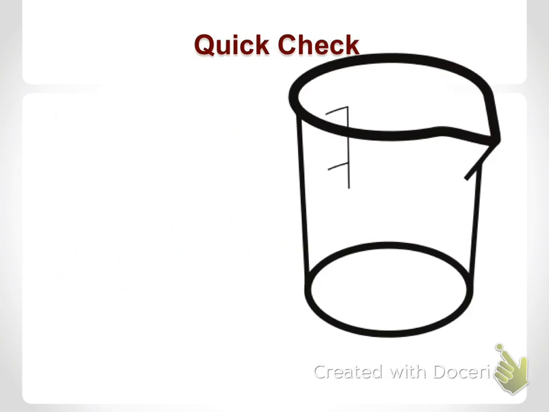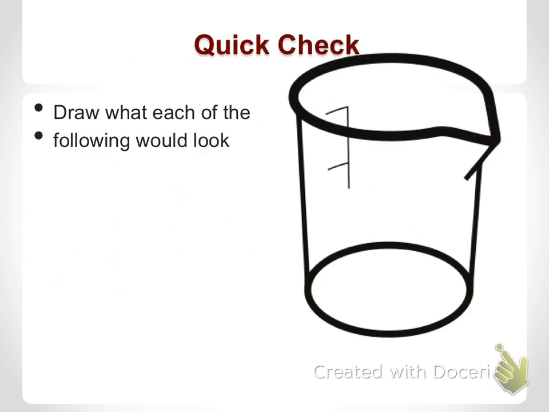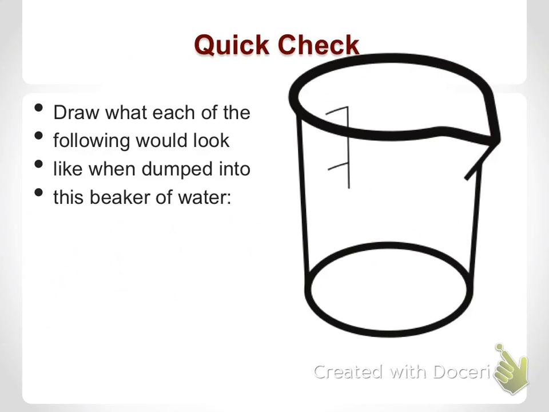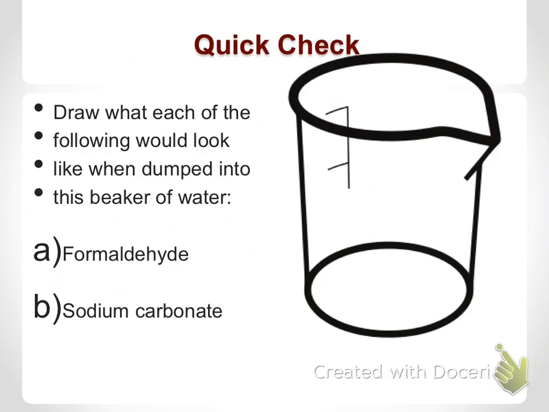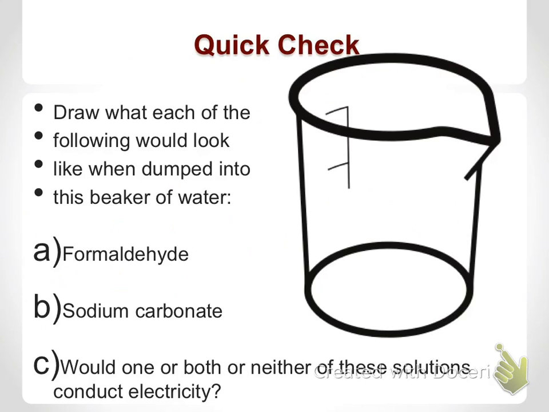So here's a quick check, and I'm going to pause this after I put it up on the screen, but I want you to see how you do on these three. I want you to draw what each of the following would look like when dumped into this beaker of water. So I want you to try formaldehyde, and I'm going to give you the formula for formaldehyde here in a second. I want you to try sodium carbonate, which you should be able to get the formula of yourself. And then I want you to, because we didn't really talk about this much after the first couple, decide which one of these or both or neither would conduct electricity or be electrolytic. So I'm going to pause this for a second, or ask for your sub to pause this for a second. Have you try those two, and then we will talk about it together.